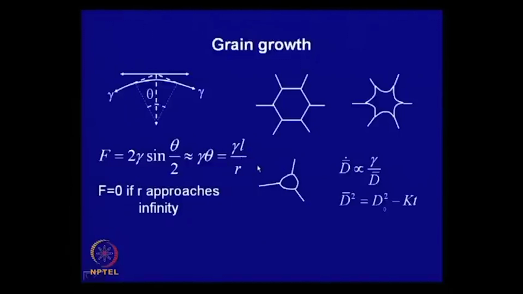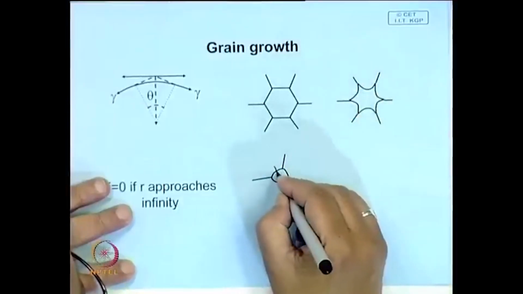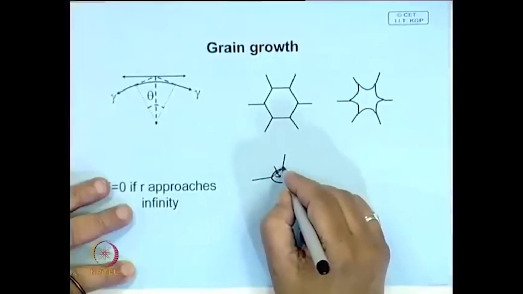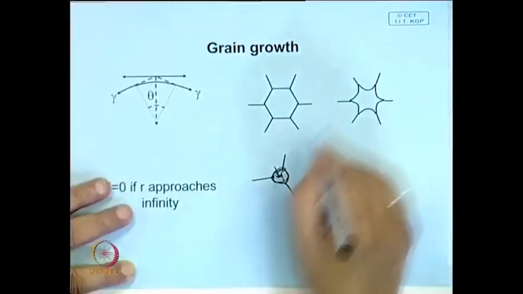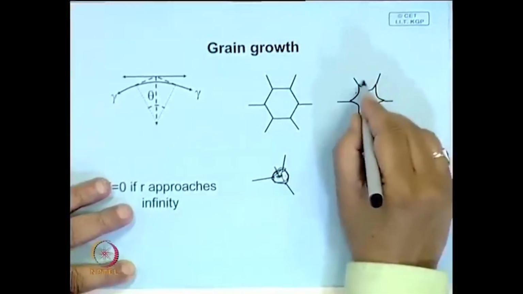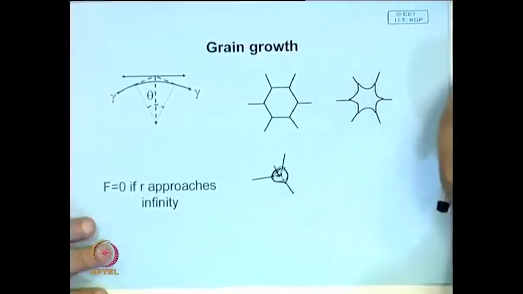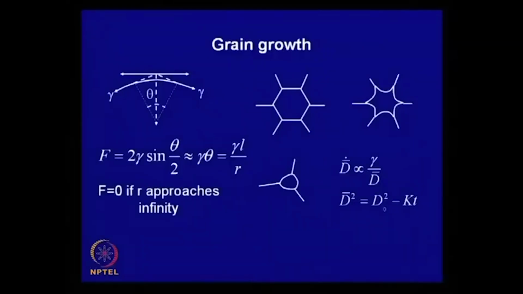Therefore, wherever you have a curved boundary like this, it will try to straighten, and in fact, this will move towards this, and finally this straight grain will form and this grain will get eliminated. Similarly here also. So any curved boundary will be unstable and will try to straighten up, and it is possible to show that the rate at which the grain will grow will be determined by the surface energy, and this is gamma over R. R you can say it is half the grain size, so this is d by 2.